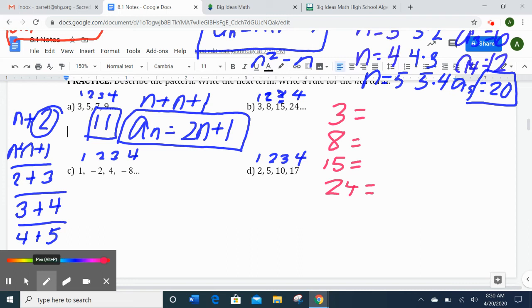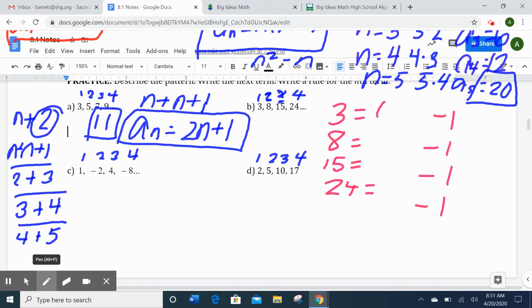3 is 1 less than a perfect square. 8 is 1 less than a perfect square. 15 is 1 less than a perfect square. 24 is 1 less than a perfect square. But it's not that 3 is 1 less than n squared, because in the first term, n is 1. So 1 squared is 1, but 2 squared is 4. And then I subtracted 1. So I subtracted 1 each time. I just have to figure out a way for the first term to include 2 squared.